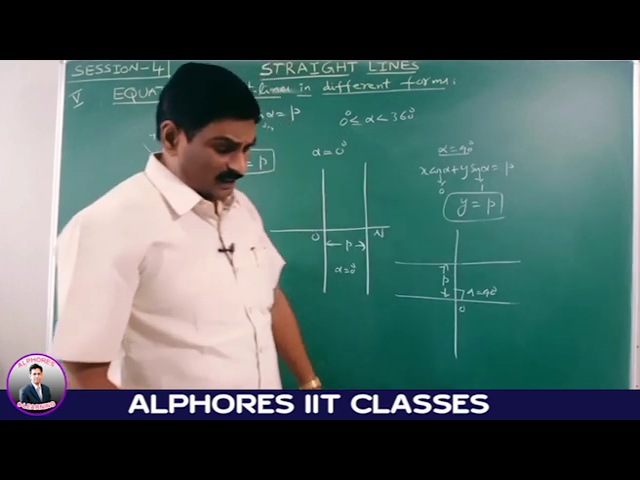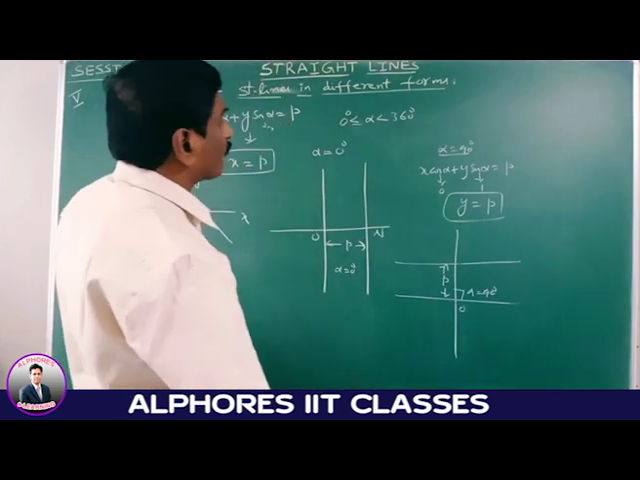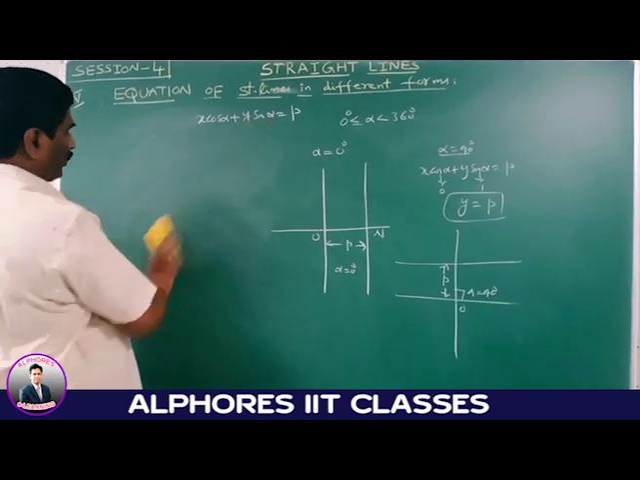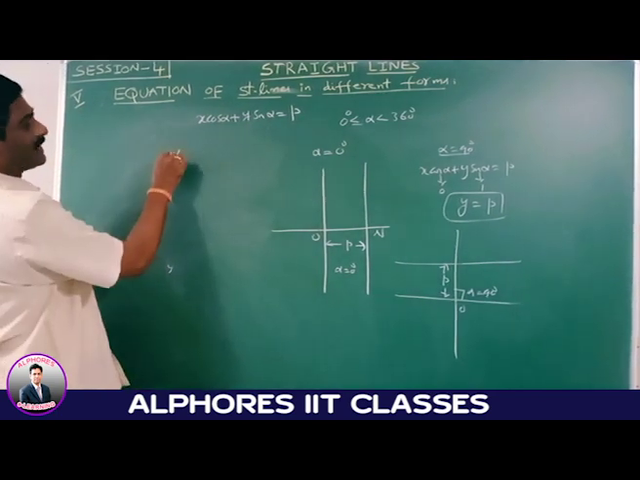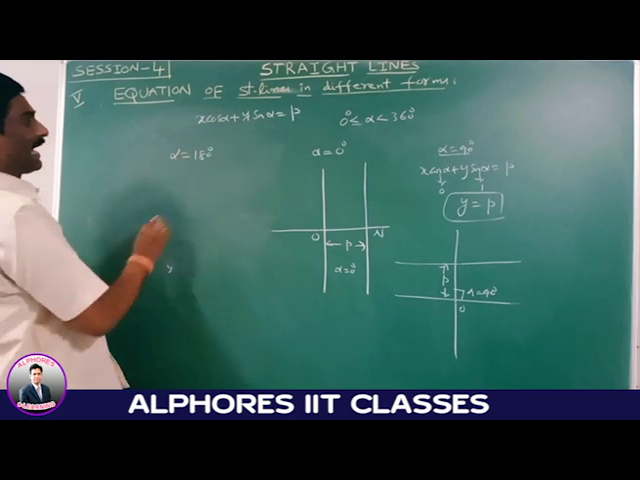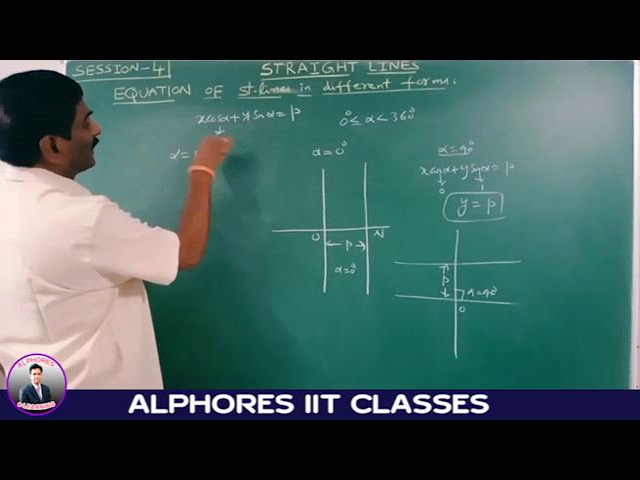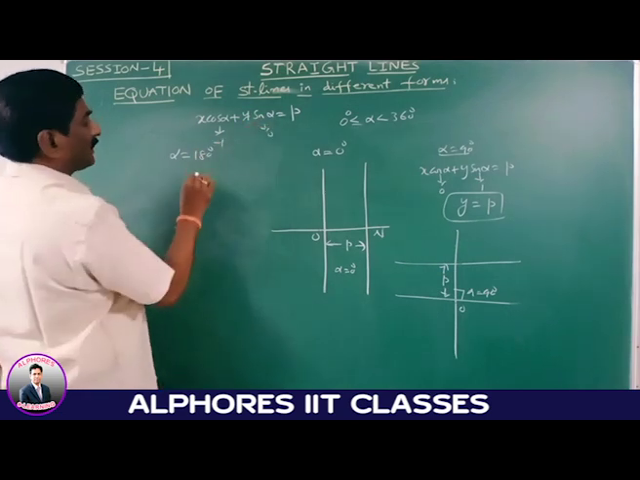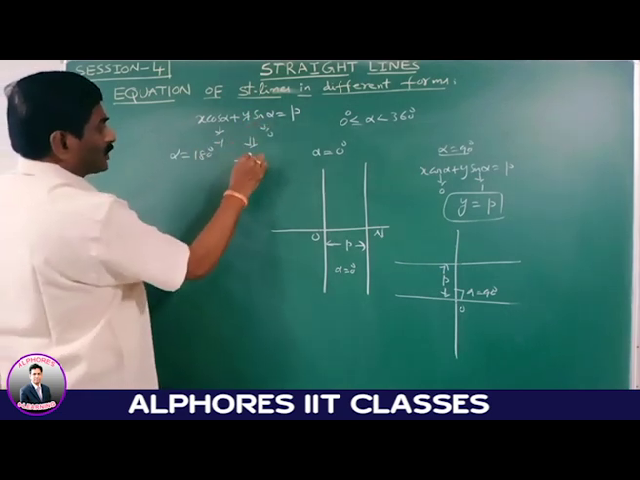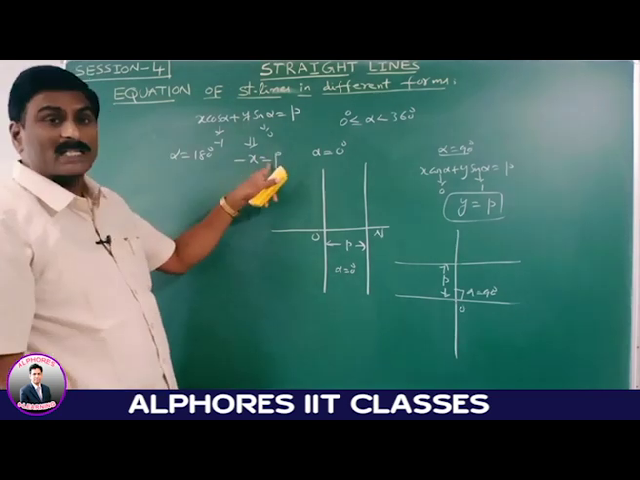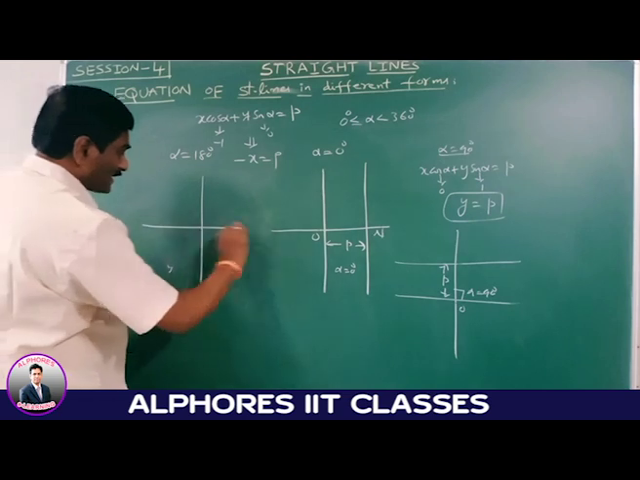Next, suppose the angle alpha is equal to 180 degrees. Alpha is equal to 180 degrees, then x cos alpha, the value of cos 180 means minus 1, and sin 180 means 0. That means the equation can be reduced into minus x is equal to p. Minus x is equal to p. That means x is equal to minus p. In this case, the line is in this way.